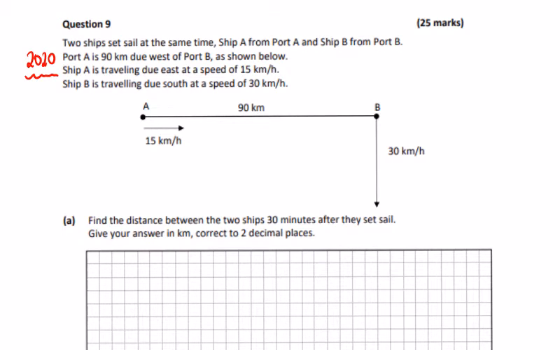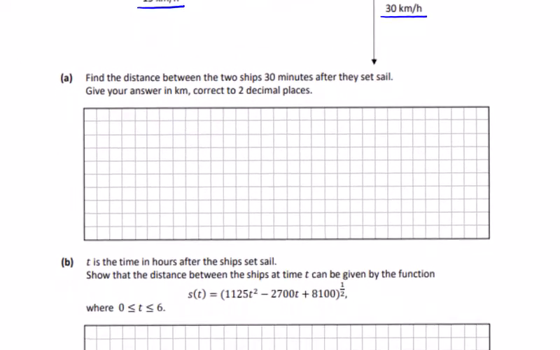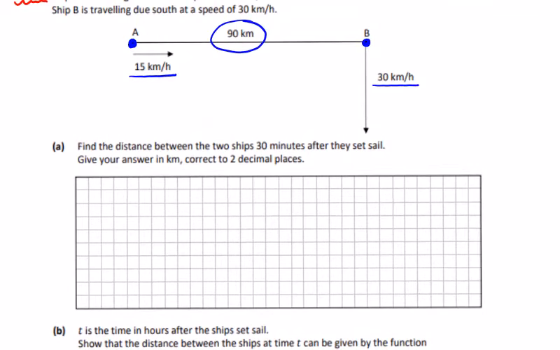2020, question 9. Two ships set sail at the same time, ship A from port A and ship B from port B. Port A is 90 kilometers due west of B. Ship A is traveling due east at 15 kilometers an hour, and ship B is traveling due south at 30 kilometers an hour. Find the distance between the two ships 30 minutes after they set sail.